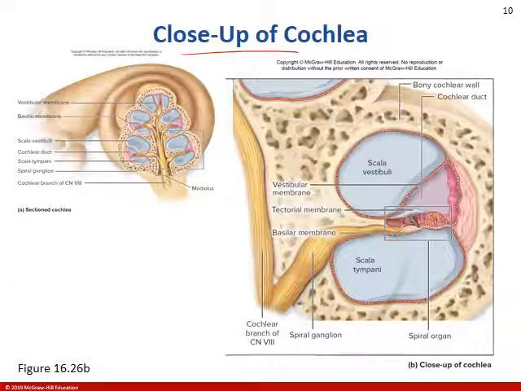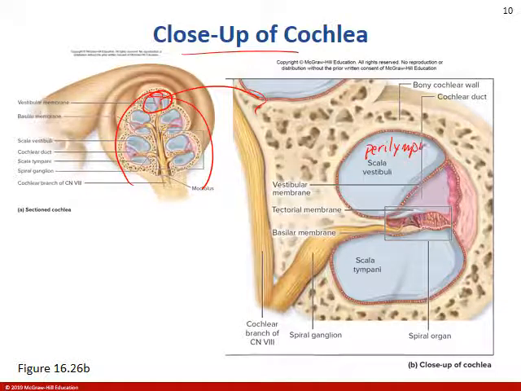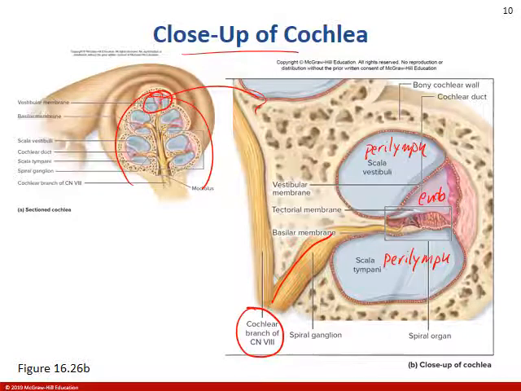Here's a close-up of the cochlea. So we took a section of the cochlea, and now we're looking at just one of these sections. I want you to see here the fluid. So this is the perilymph, and this is perilymph, and this is the endolymph. And we can see here, this is the cochlear branch of the vestibulocochlear nerve, cranial nerve number 8.